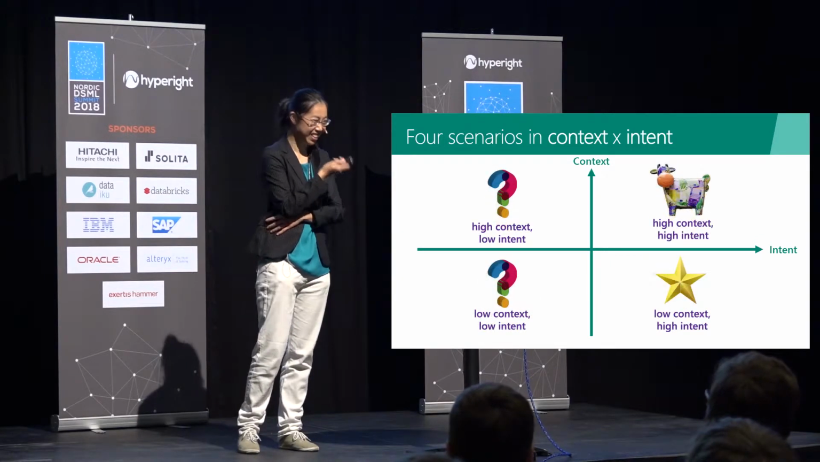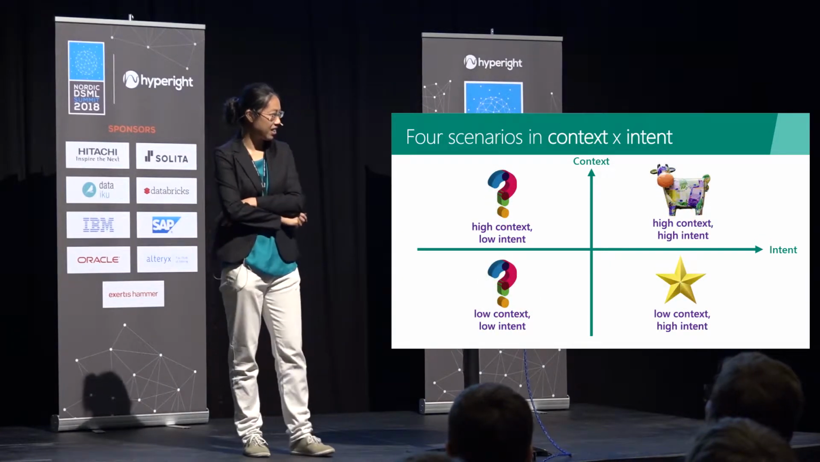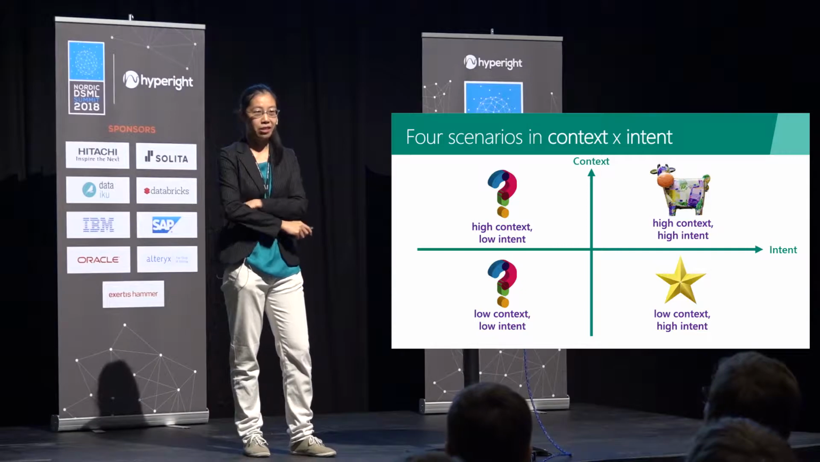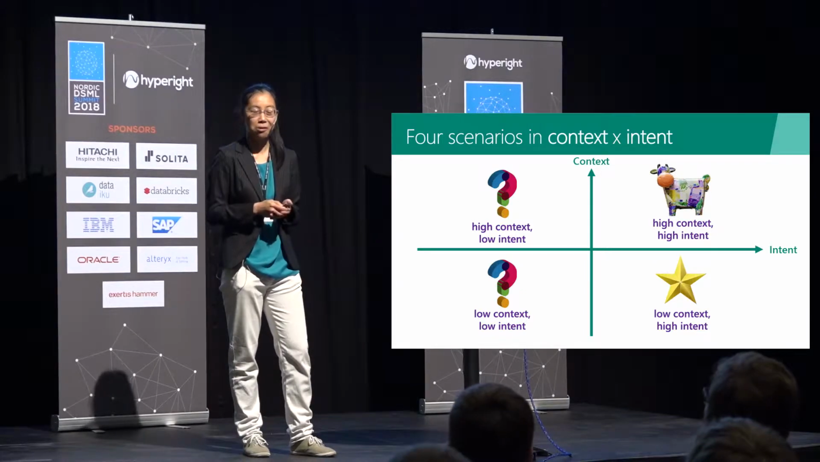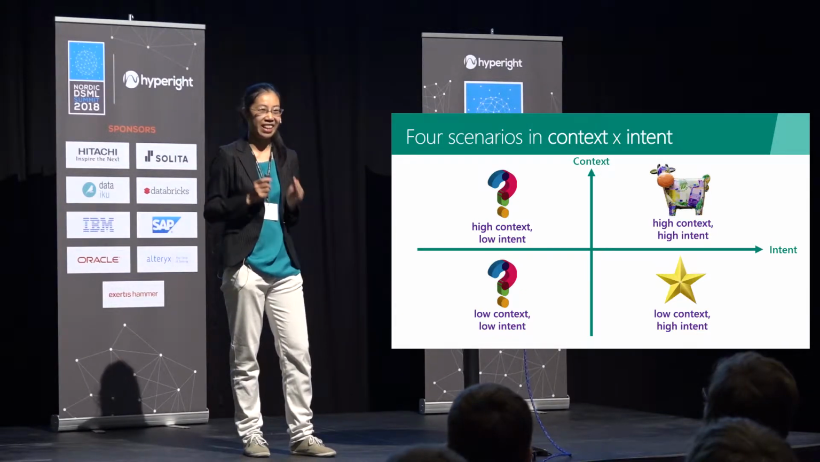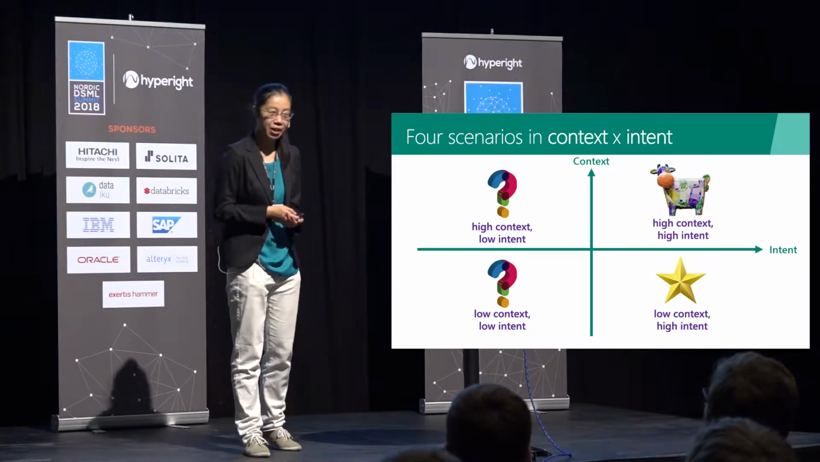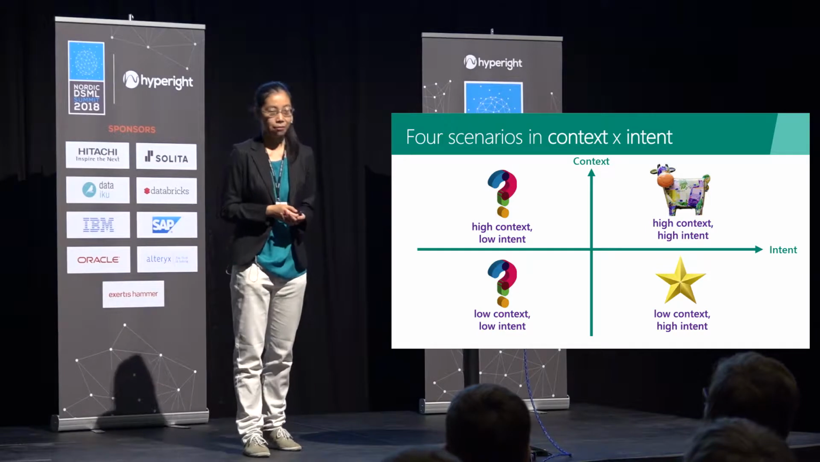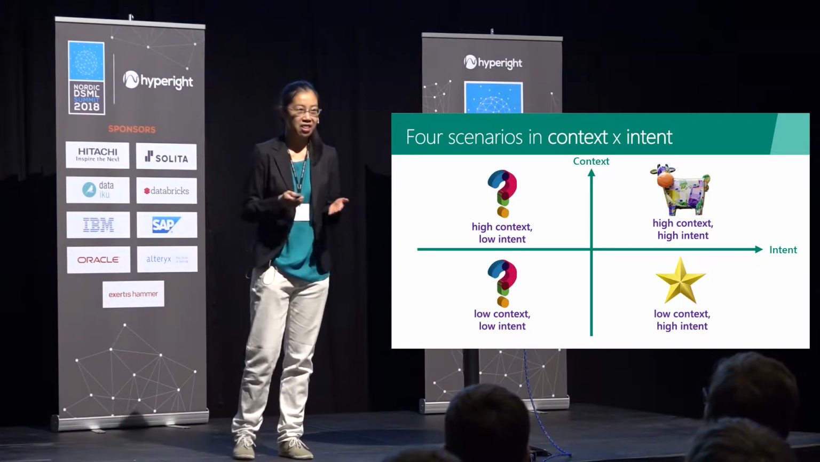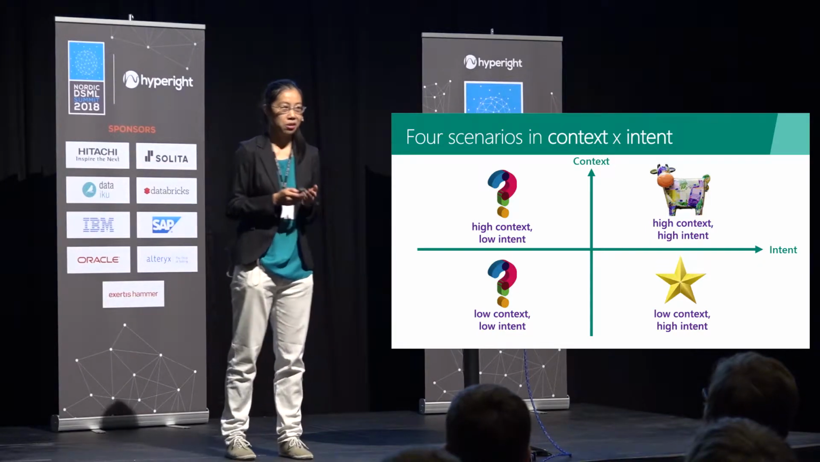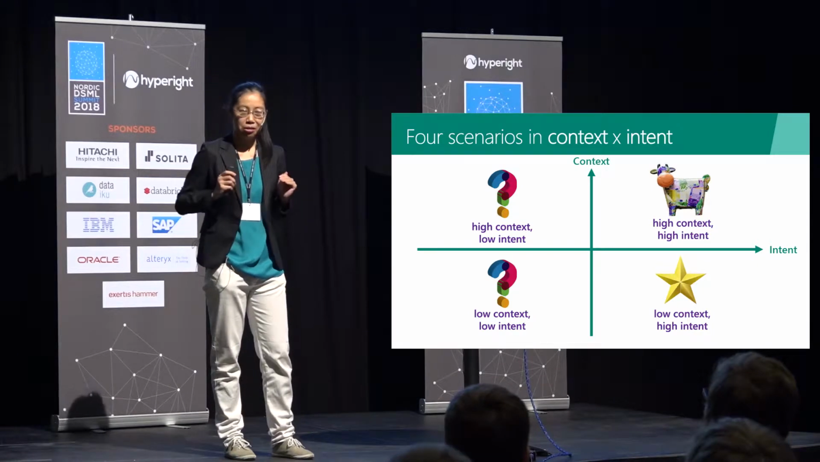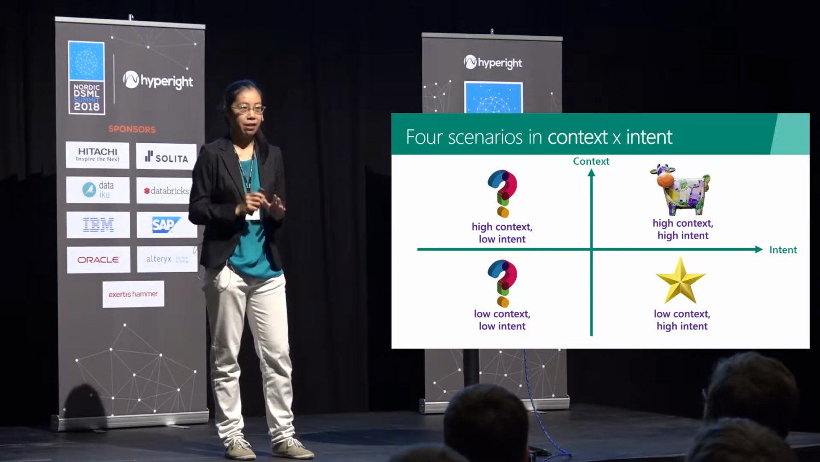If we think about the high context, high intent scenario, it's often very easy to say, oh, this is the star case. We can do the best personalization here. Let's do it. That's right. But that's also kind of dangerous. Why? Because in this case, users also know that you know a lot about them. So they have a very, very high expectation.